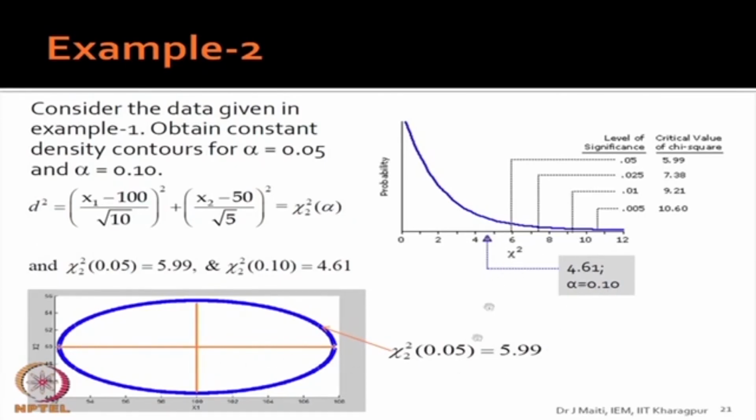Now, how do you get this 5.99 value? This is from the chi square distribution, when the degrees of freedom for that distribution is 2, and the value is 5.99 for 0.05. If it is 0.10, then your value will be 4.61, so the ellipse will be a little smaller. Okay. Any question from your side?